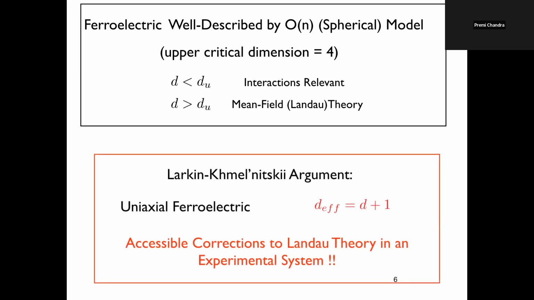The Larkin-Kamenitsky argument was that in a uniaxial ferroelectric, d_eff, the effective dimension, is the spatial dimension plus 1. And so in this system, you have accessible corrections to Landau theory in an experimental system. Before this time, there were exponents that were calculated using Padé approximants, low temperature expansions, and high temperature expansions. But they had not been done exactly. The only exponents that had been done exactly were for the spherical model, the Gaussian model, and the Ising model.